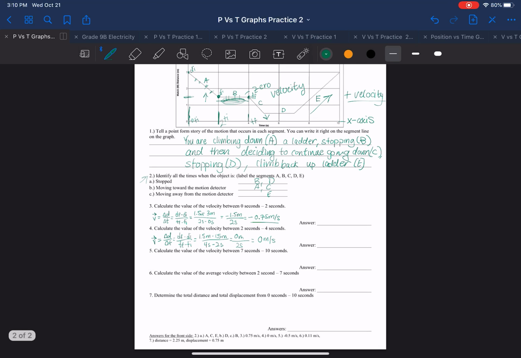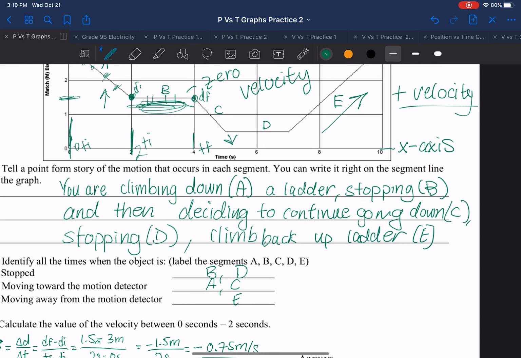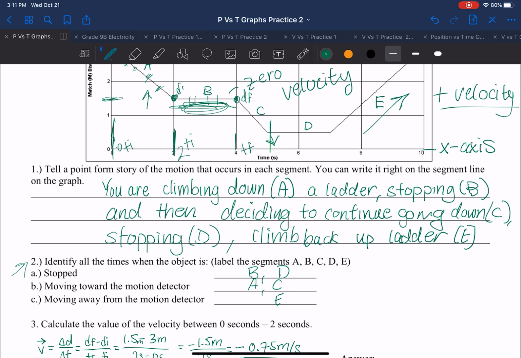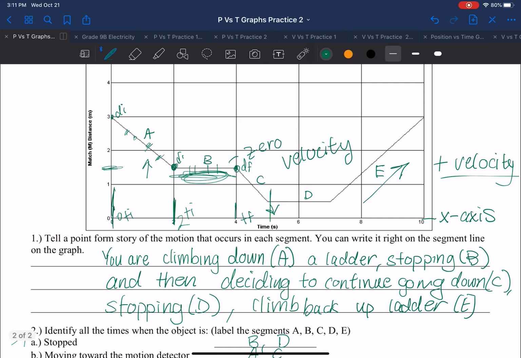Calculate the value of the velocity between 7 seconds and 10 seconds. Well, 7 seconds is about here, and 10 seconds is right here. So we're calculating the slope for E.